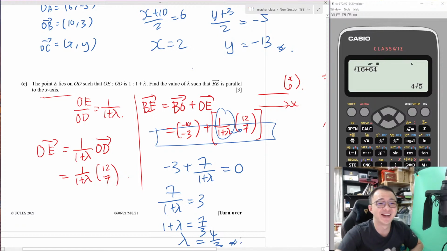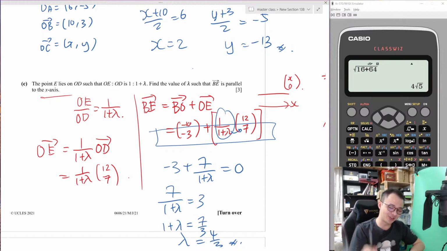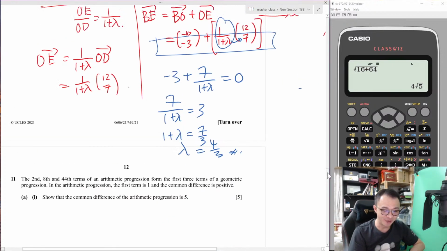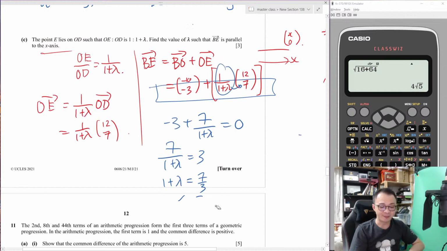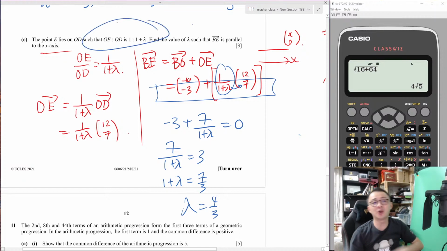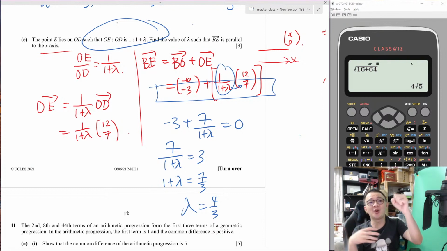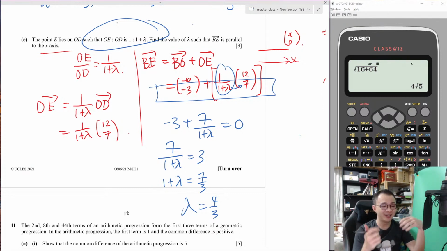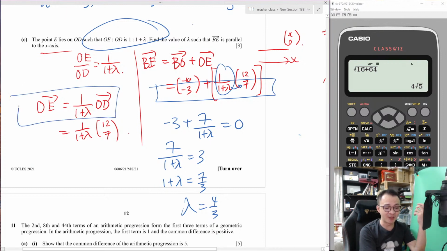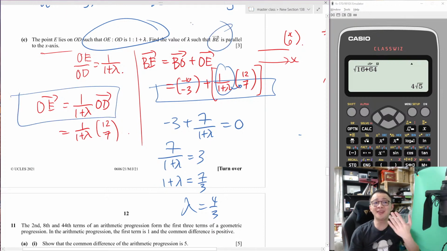I hope my answer is correct. If not, I'm going to redo it. Yeah, 4/3 is correct. Congrats to myself. I can move on to the next one. You guys can understand, right? First thing is they give us the ratio. From the ratio, I make it into a fraction, so OE ratio OD becomes OE over OD. Then I make OE the subject because I see BE over there. I know BE is BO plus OE, so eventually I need to use OE. After I make OE the subject, I sub it back in and solve it.